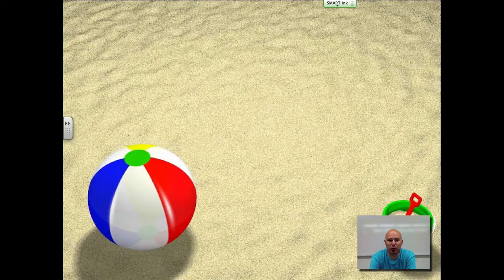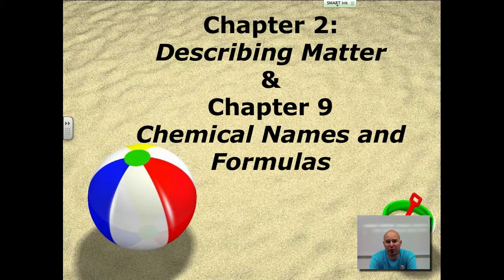So the next unit we're going to move to is chapters 2 and 9. We're going to do chapters 2 and 9 together. Chapter 2 deals with describing matter. It gets into mass and volume and different descriptions of matter itself. And chapter 9 deals with chemical names and formulas.